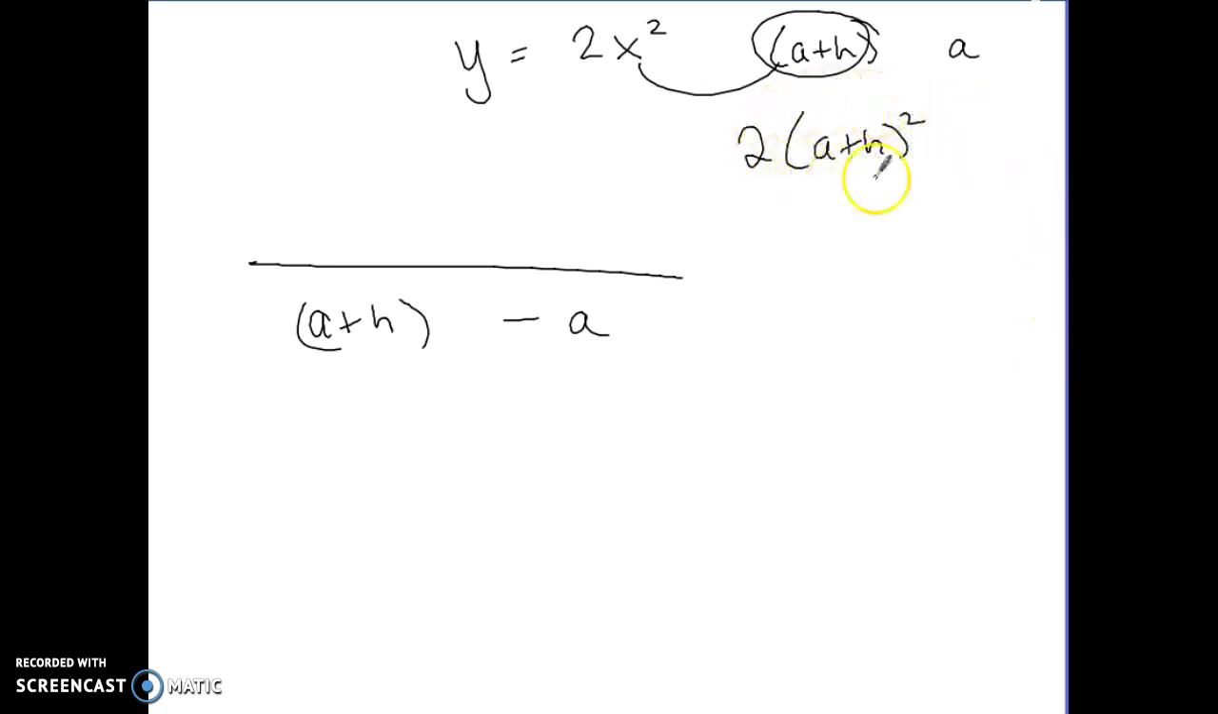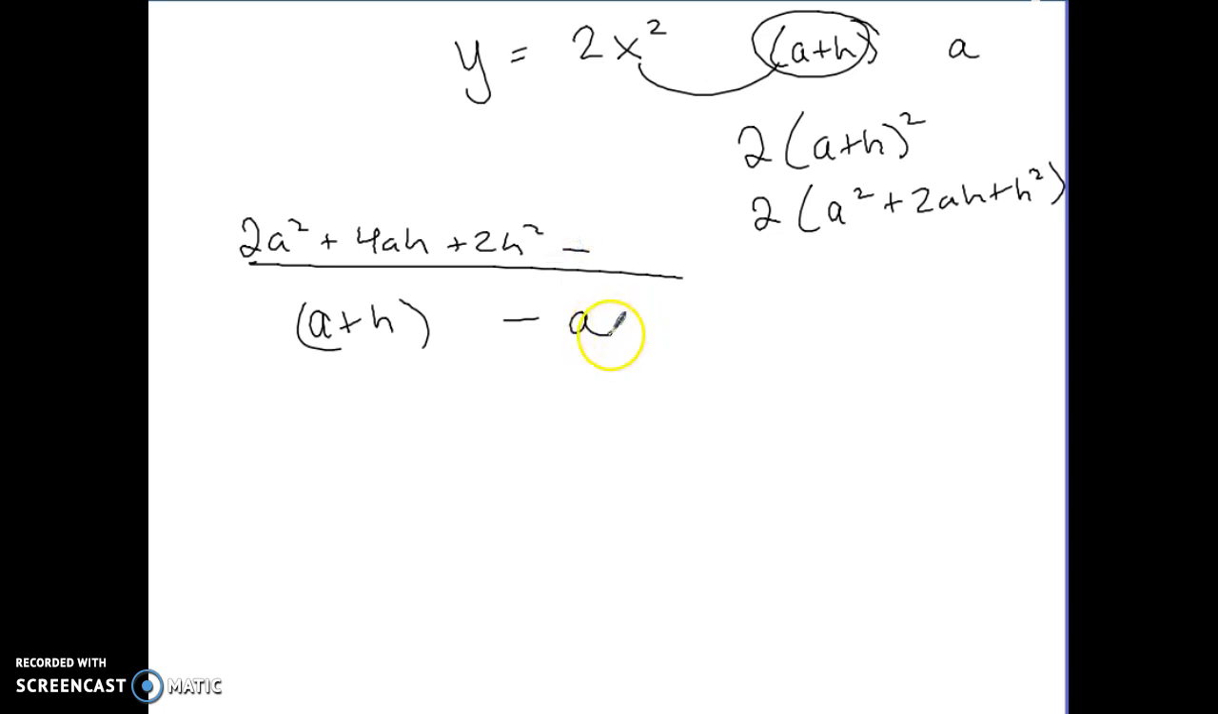Okay, so if I take A plus H and plug it in here, what am I going to have to do right here? I'm going to have to FOIL, okay? So that gives me 2a squared plus 2ah plus h squared. I'm just FOILing in my head. And then I'm going to distribute that. So that gives me 2a squared plus 4ah plus 2h squared. Now what happens when you plug in A? What do you get out? When you plug in A, you get 2a squared.